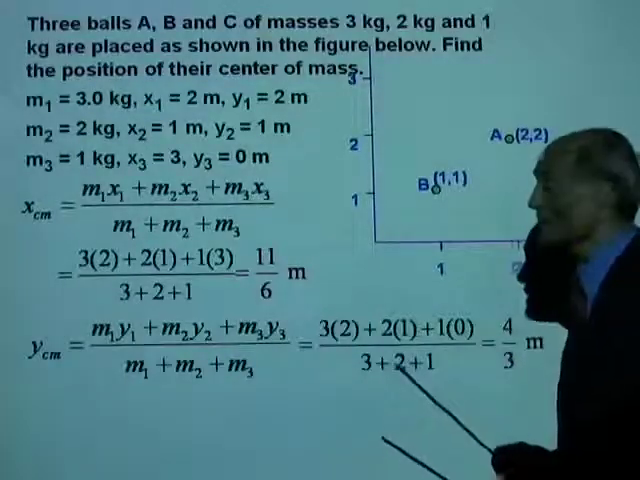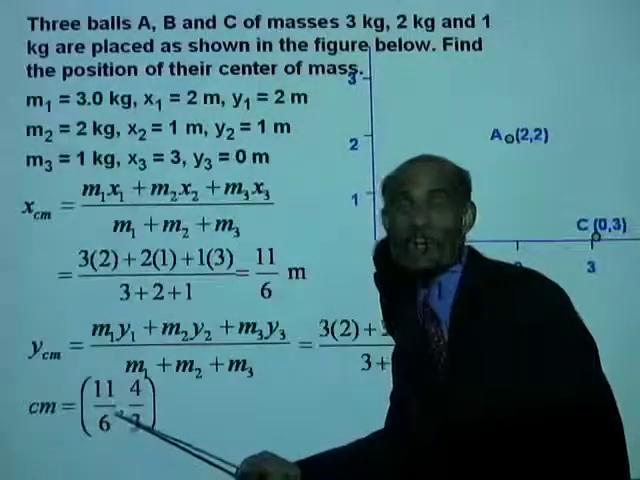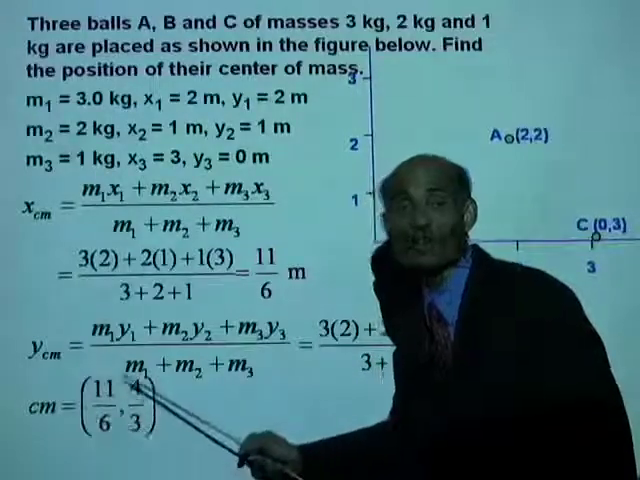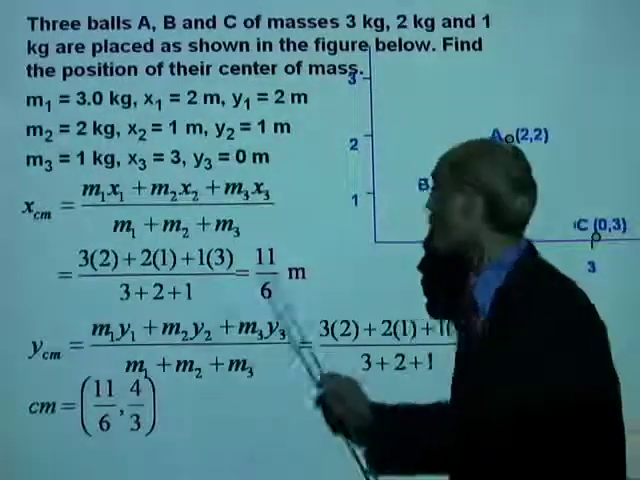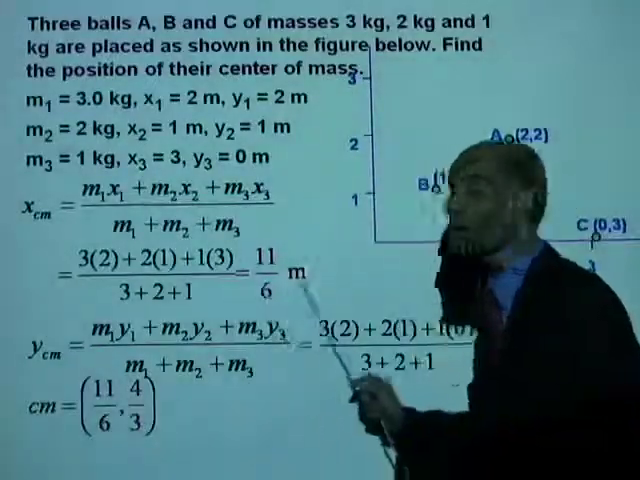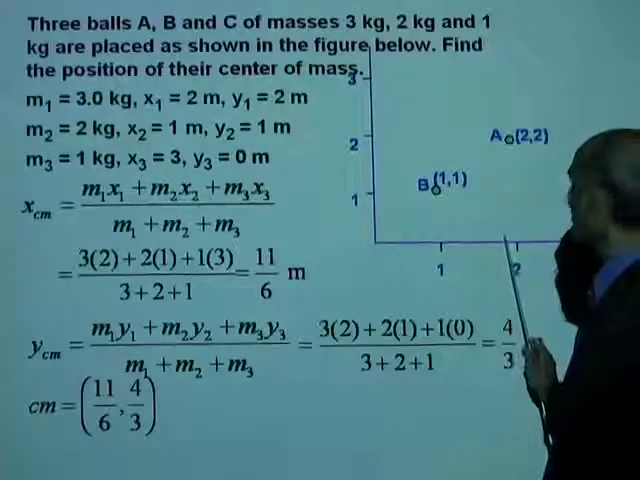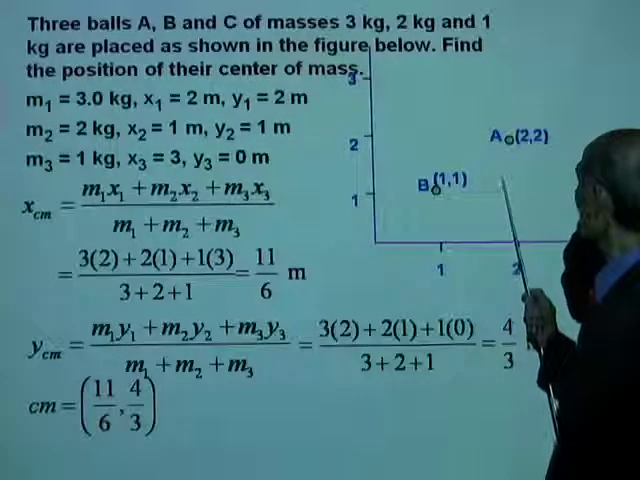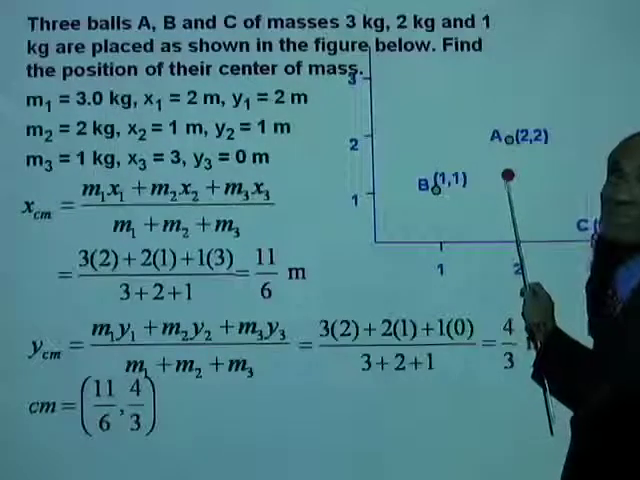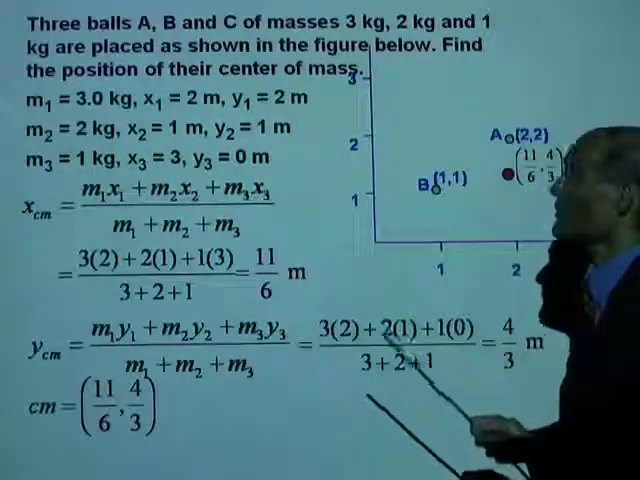Therefore, what is the location of the center of mass? The center of mass has an x position 11 over 6, y position 4 over 3. Now where is 11 over 6? 11 over 6 is very close to 2. So this is the position of the center of mass. It will be 11 over 6, 4 over 3.